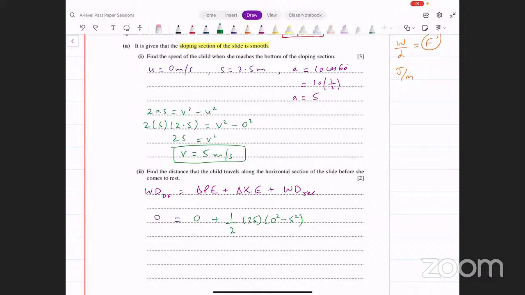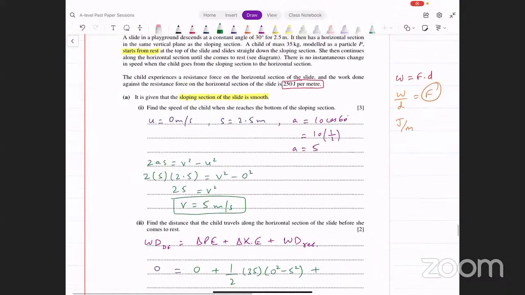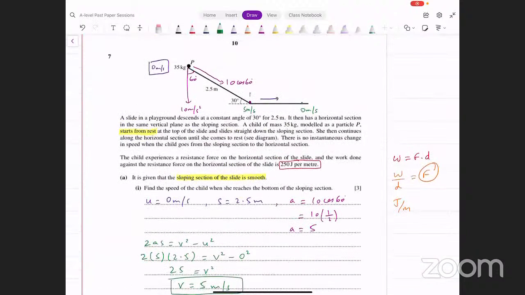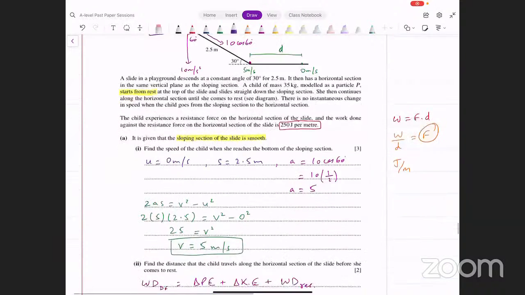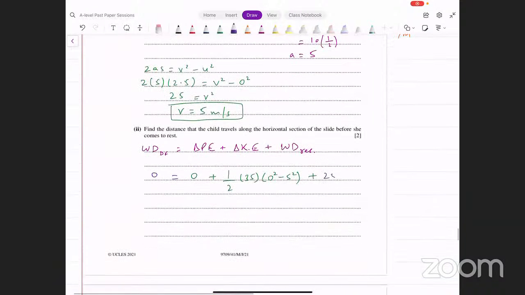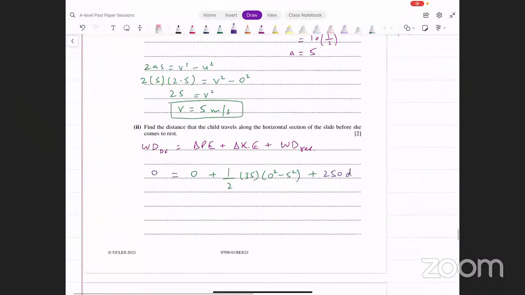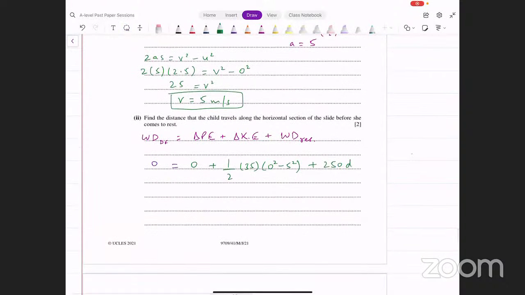What about the work done against resistance? उसने आपको बताया है it's 250 joules per meter. अगर उसने let's say ये d meters travel किया है, let's say the distance traveled is d, तो पूरा work done कितना हो जाएगा? That will be 250 times d, and now this is going to give you the distance traveled. यहाँ से आप d की वैल्यू फाइंड कर लेंगे. वो आप देख लें क्या आ जाती है.